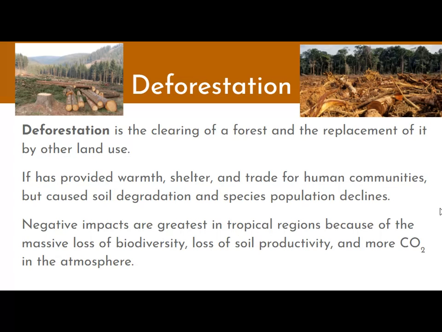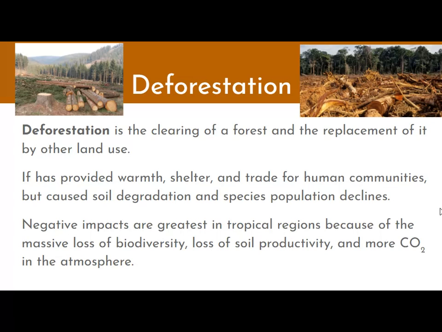So while deforestation has allowed us to keep warm, keep sheltered, and allowed a lot of trade to happen, it's caused a lot of soil degradation and species population decline. Usually, if you look at the endangered species list, a lot of those are animals that were displaced through deforestation.